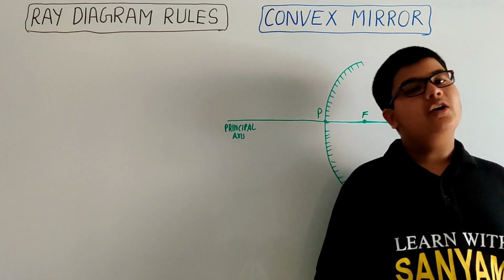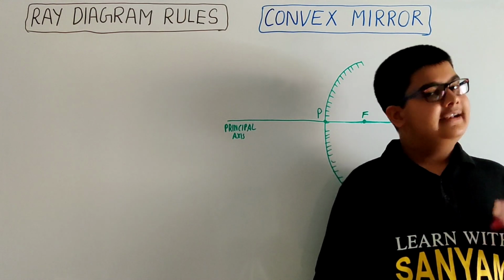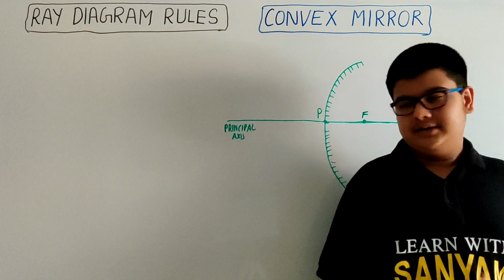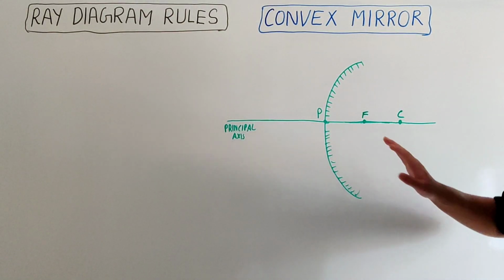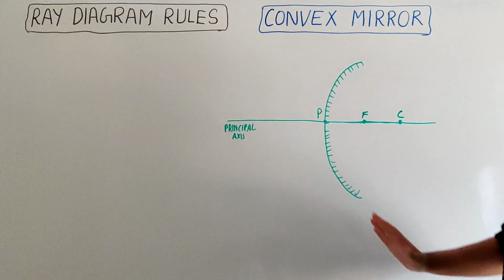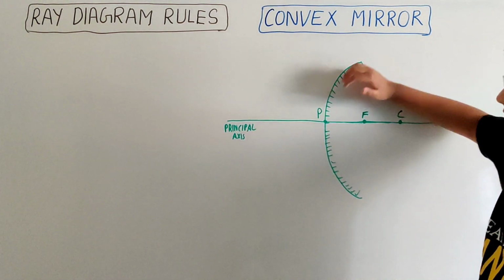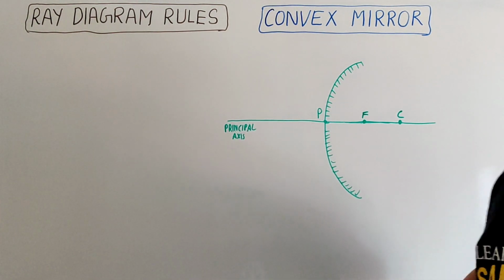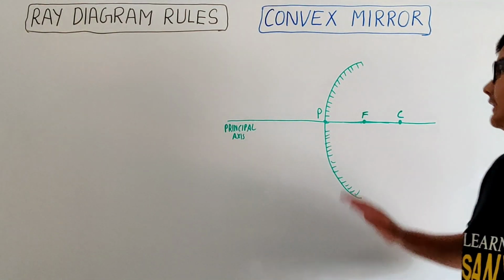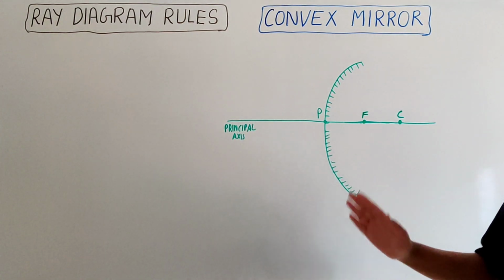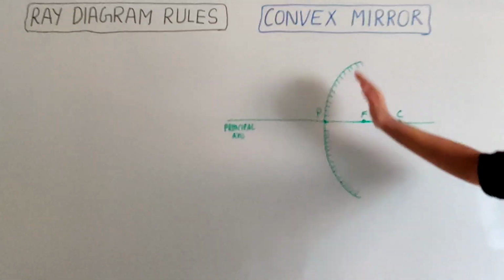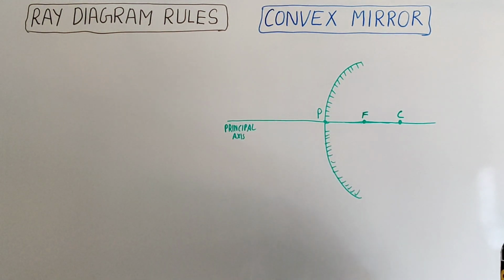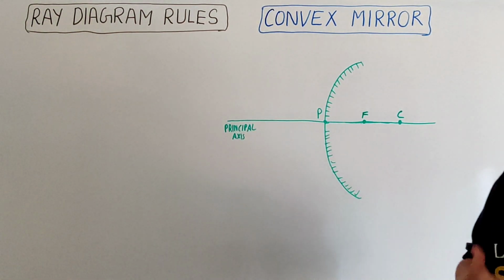Now, after learning all about concave mirrors, let's learn the rules for drawing the ray diagrams for a convex mirror. As you know, a convex mirror is a curved outside type of mirror in which the reflecting surface is outside and the inner surface is silvered. Also, in the convex mirror, the focus and the center of curvature are behind the mirror. So here this is the mirror, and behind the mirror we have the focus as well as the center of curvature. And this green line is the principal axis.